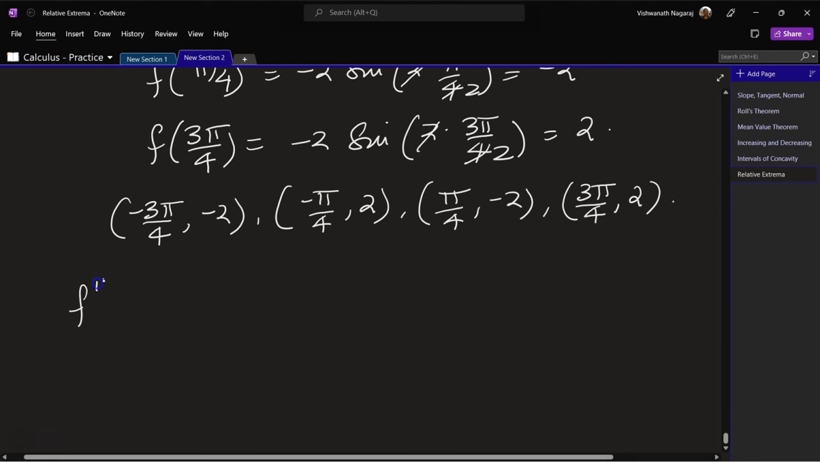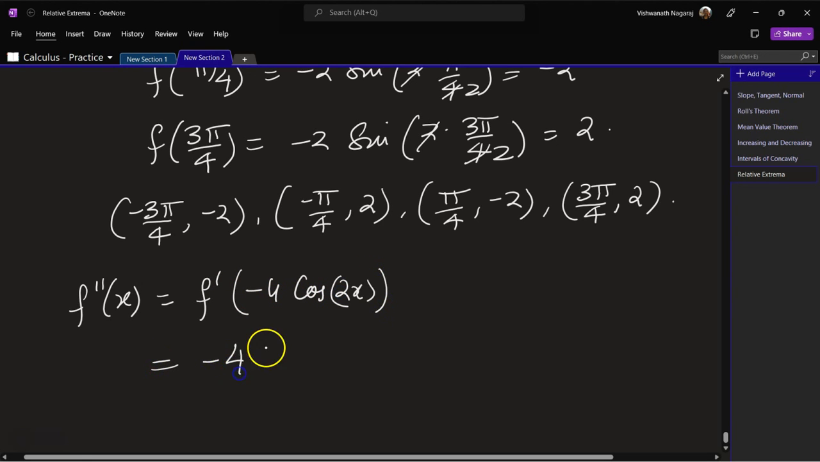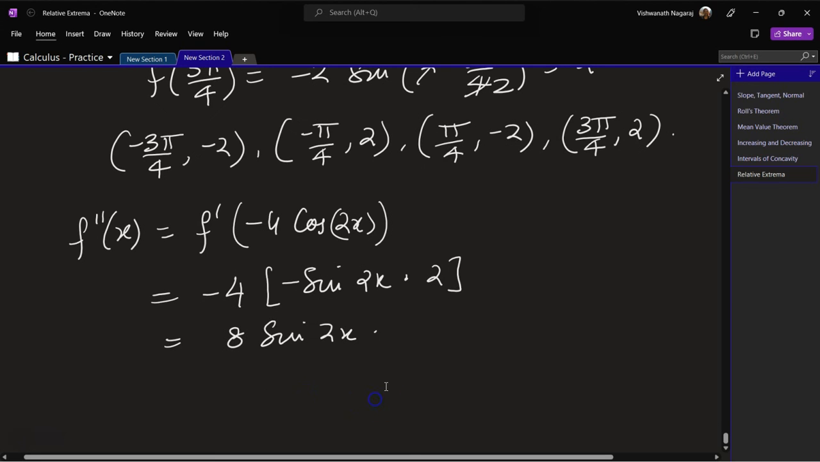So for that we require the second derivative. The second derivative of -2 sin 2x is going to be the derivative of -4 cos 2x, right? So let's differentiate this. -4 cos 2x gives -sin 2x times 2, which gives us minus times minus is plus, 4 times 2 is 8. So 8 sin 2x. Okay, and now let's substitute the values.